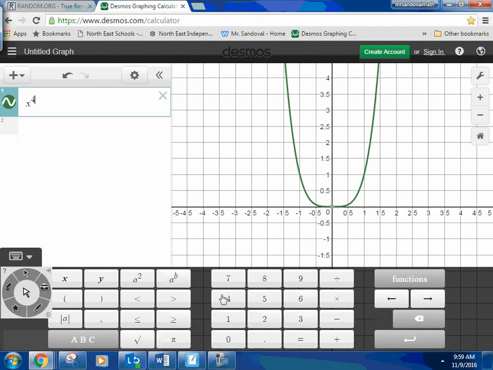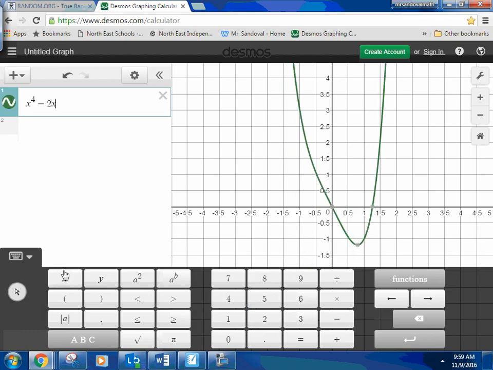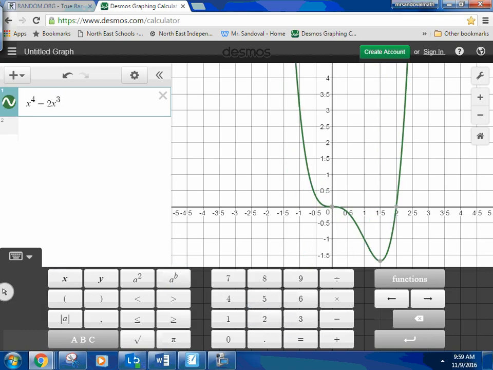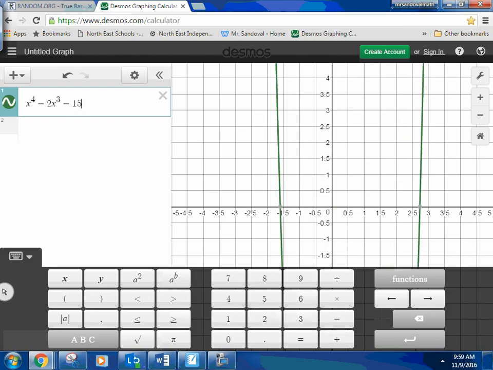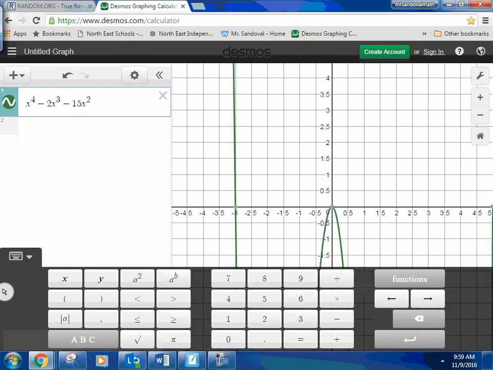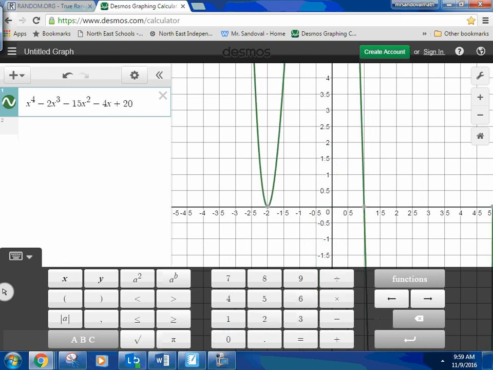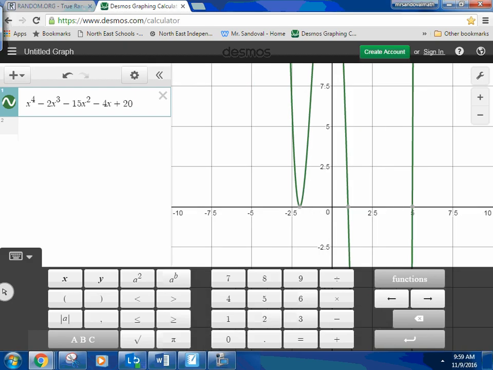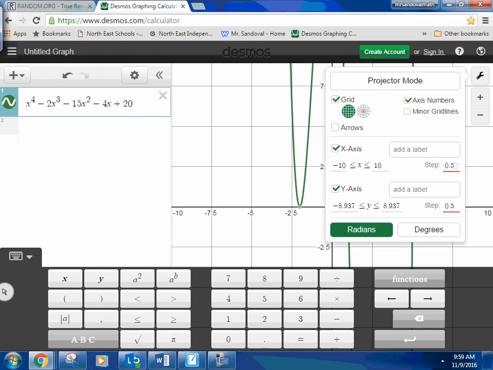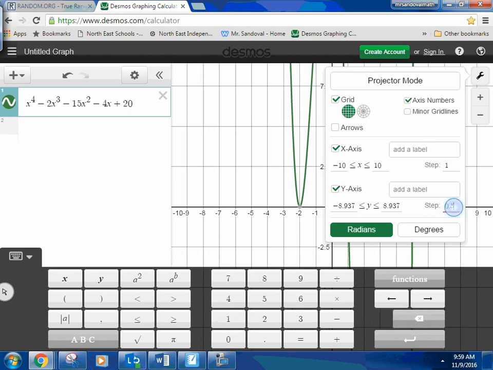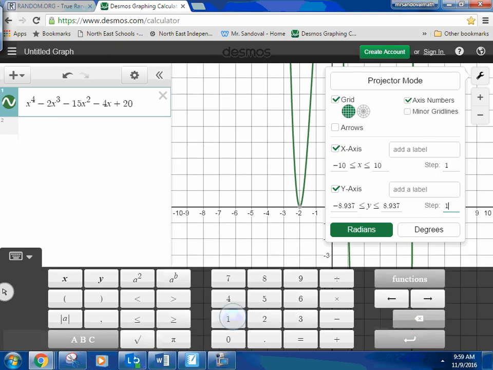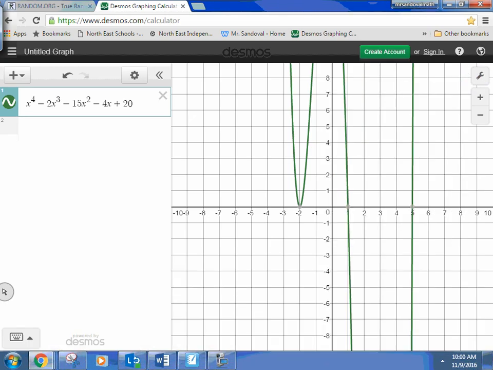x to the fourth minus 2x cubed minus 15x squared minus 4x plus 20. Okay. And one of the things we discover is we have 2 and 1. Actually, let me do this, because I know it's throwing some of you off. I have it set up to go in steps of 0.5. Let me change this. Let me make it steps of 1, and it's going to look a little bit more normal than what you're used to seeing. So there we go. So we got -2 and +1, +5.